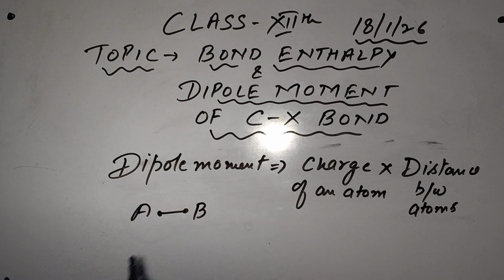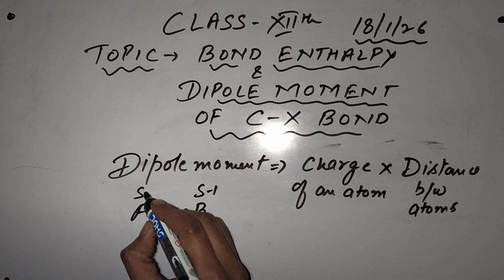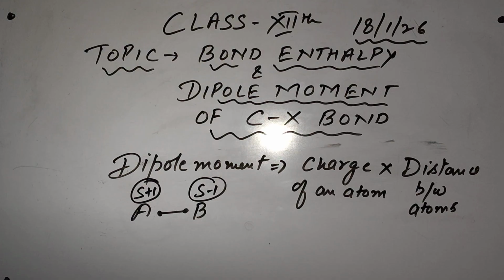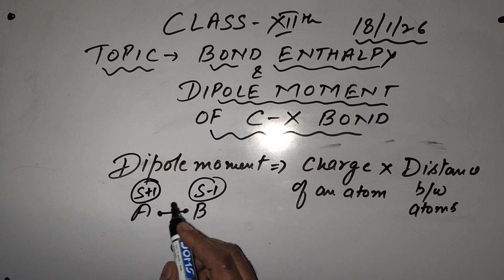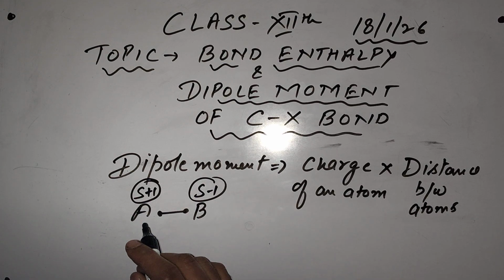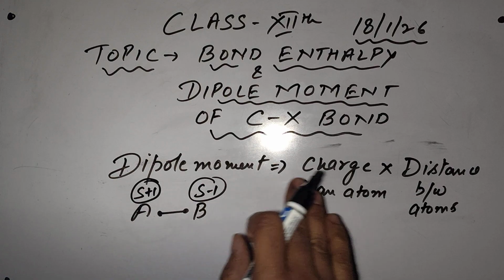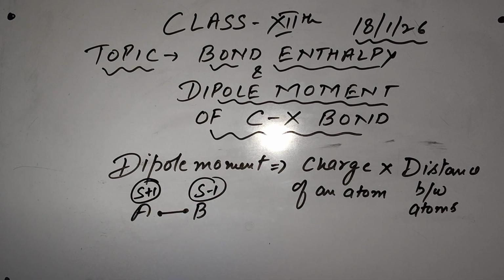Suppose due to electronegativity difference, B is partial negative and A is partial positive. So we can put these charge values in the formula. Any charge you can take, positive or negative. And the distance between the centers of their nuclei, the distance between atoms, will be given in the numerical problem. So we can put these values in and find the dipole moment.